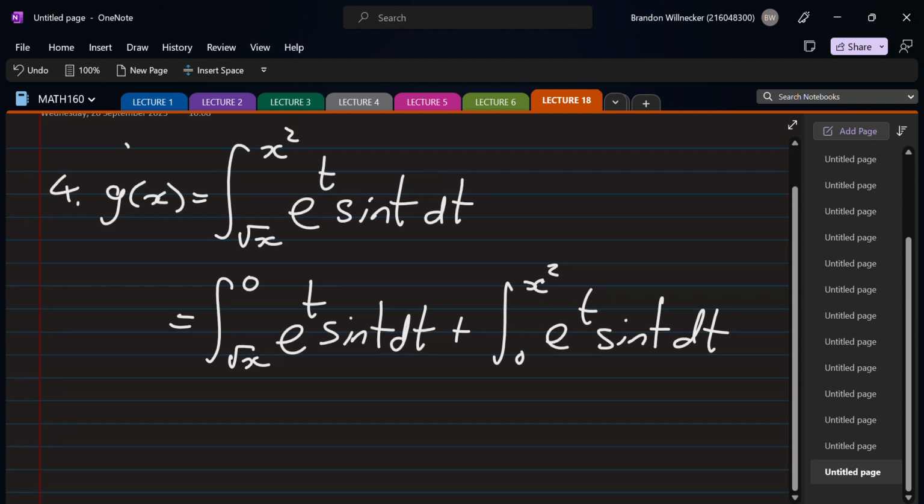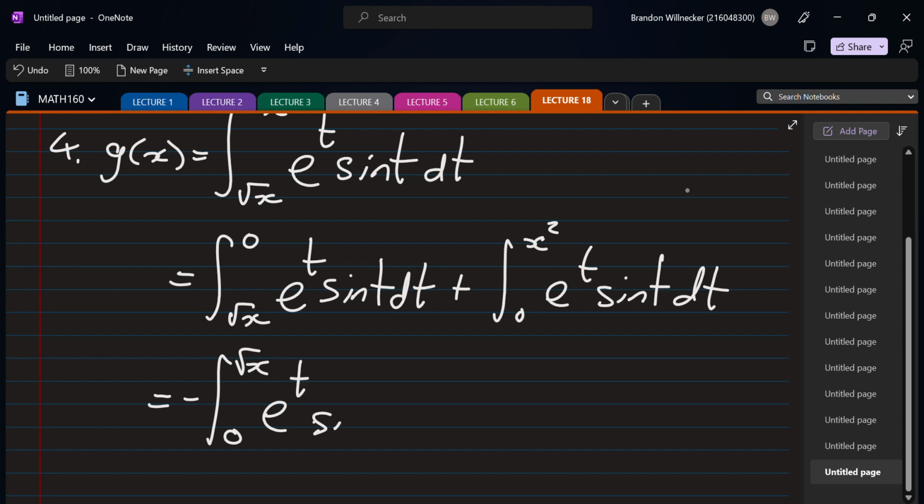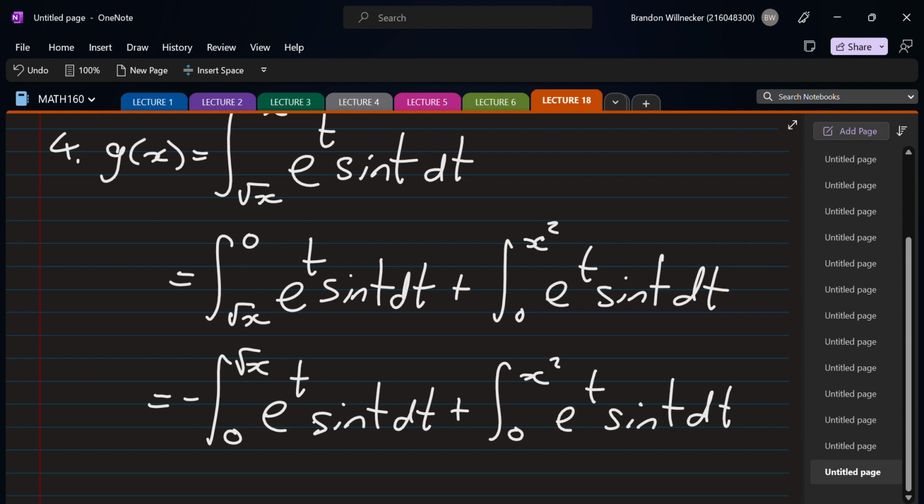Okay, second term, that's fine. First term, we've got a problem because we've got the root x in the bottom part. We need to put that up at the top. So we can swap the bounds and then put a minus sign. So that's minus the integral from 0 to root x of e to the t sine t dt plus integral from 0 to x squared of e to the t sine t dt.